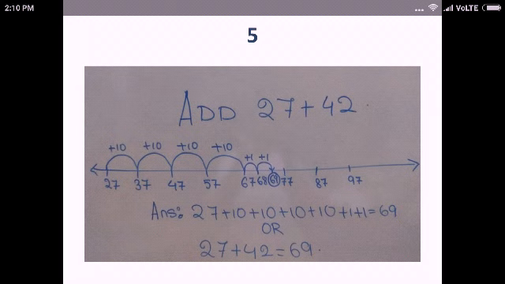So from 27 plus 10, 37. 37 plus 10, 47. 47 plus 10, 57. 57 plus 10, 67. So 10 plus 10 plus 10 plus 10, 40. Now from 67 we have to take 2 more steps. From 67, 68, 69. So 27 plus 42 is 69. Easy? Very easy. Just concentrate. It is really easy and it is very fun drawing numbers on a number line.